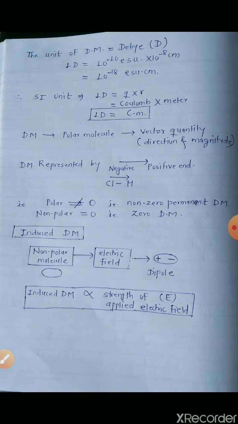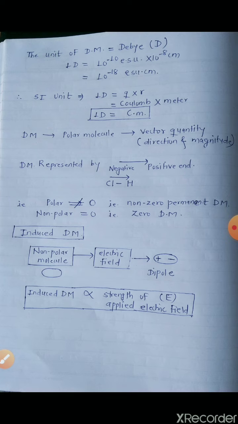We will move towards the next topic, the unit of dipole moment. The dipole moment is expressed in the unit debye, that is the dipole moment operative between two atoms. 1 debye is equal to 10 raised to power minus 10 electrostatic unit into 10 raised to power minus 8 centimeter. Then we will see the SI unit of debye.